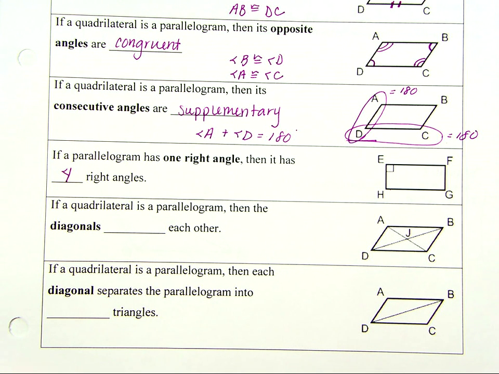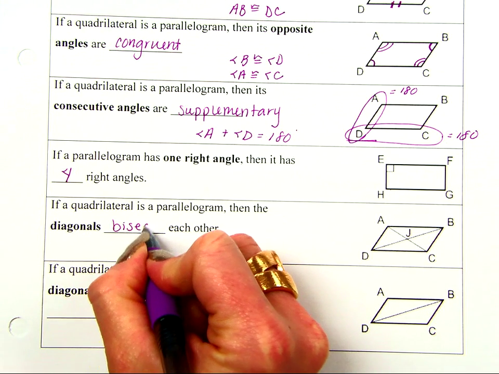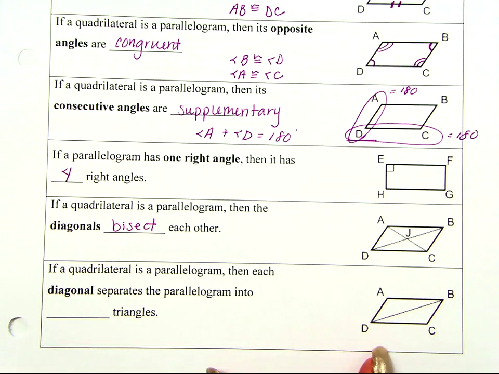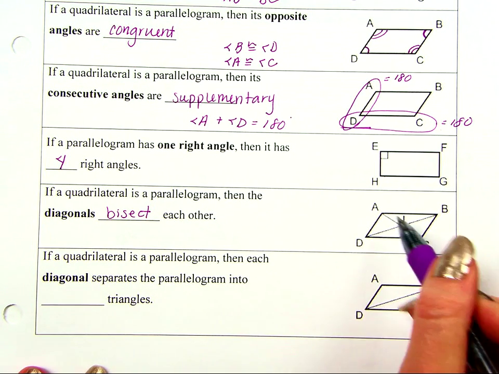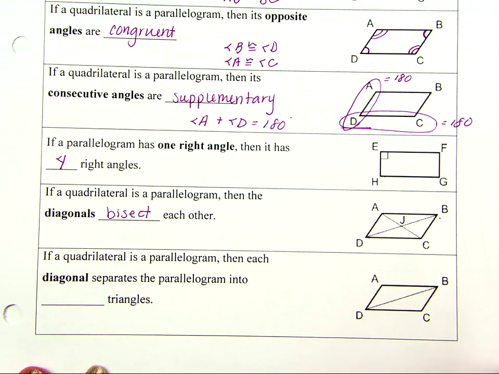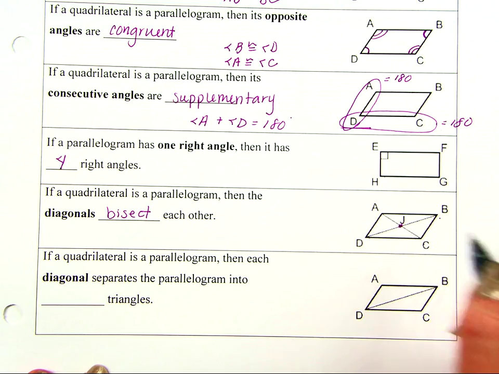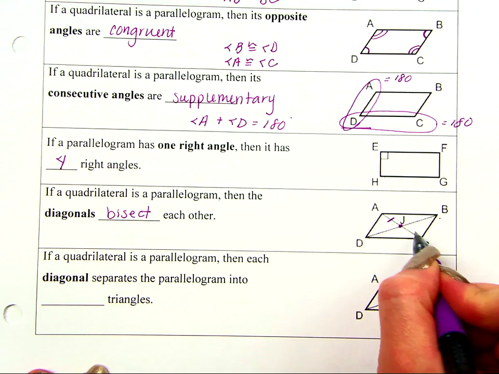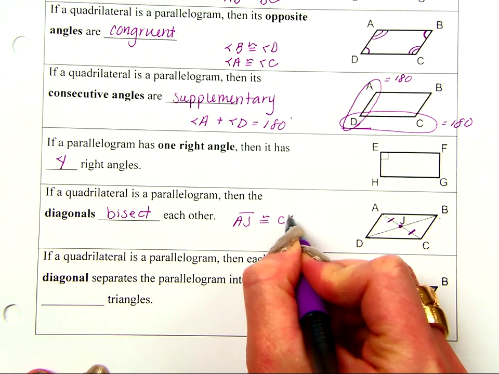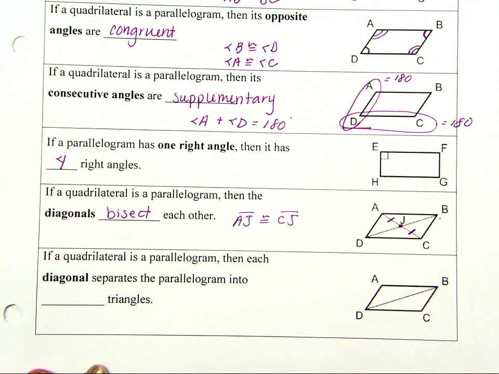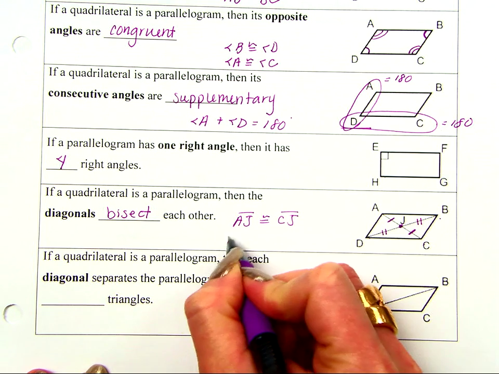If a quadrilateral is a parallelogram, then the diagonals bisect each other. We know from semester 1 that bisect means to cut into two equal pieces. So my diagonals going across from A to C and B to D, they bisect each other. They cut each other in half, meaning J would be a midpoint for both segments. AJ would have to be congruent to CJ. Likewise, DJ would have to be congruent to BJ.